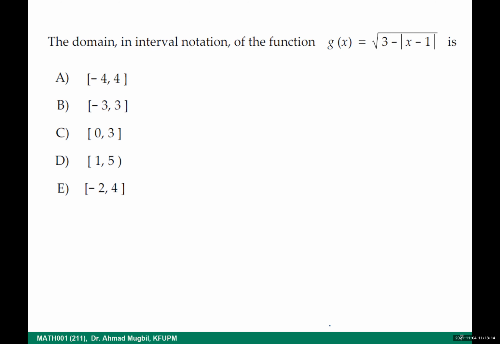Secondly, we will do what? We will also pay special attention to what? To the even radicals, the square root, the fourth root, the sixth root. What is inside the root must be non-negative. Positive if it makes the denominator 0.